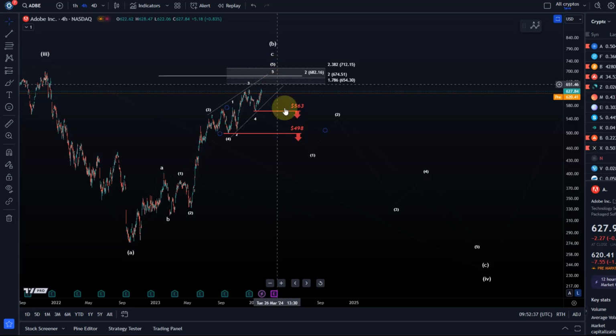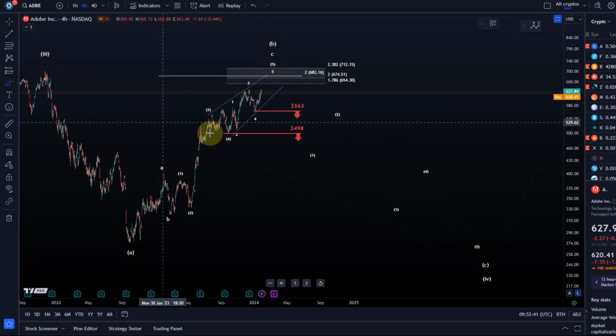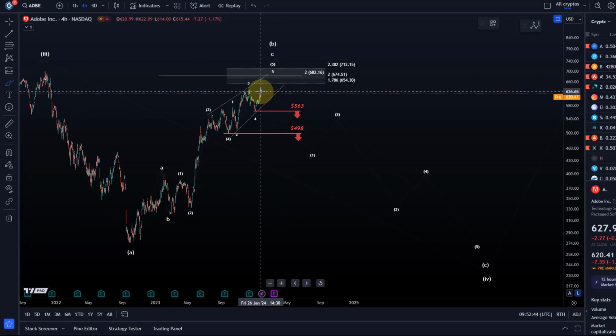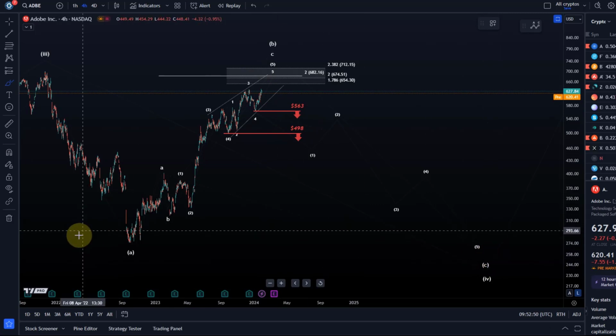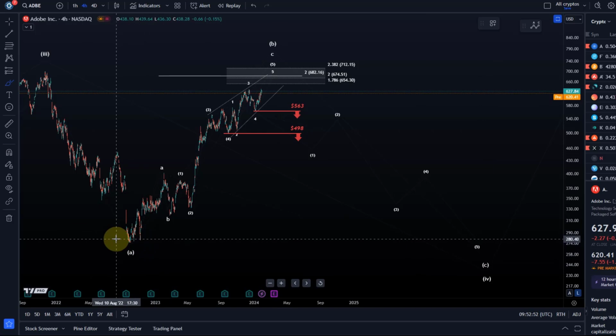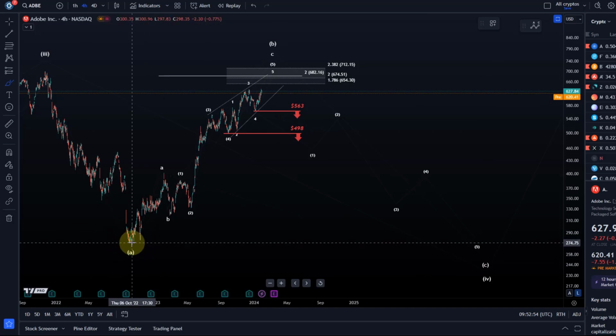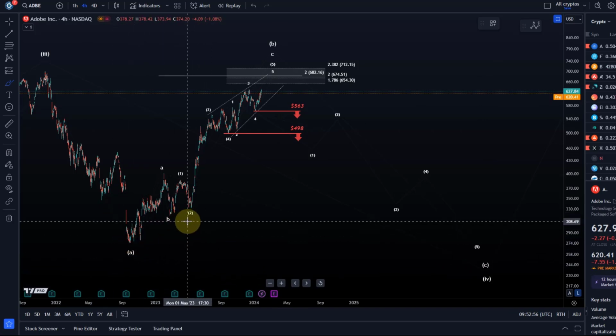But as soon as we see support levels break, and the first one is at 563, and in addition to that, we see a first 5-wave move down, then this would be a strong confirmation that the C wave has started, and it might take us into the region, maybe even a little lower, of the 2022 lows. So we talk about around 270, 280. That is very much in line with other tech stocks as well. So there's good confluence there.